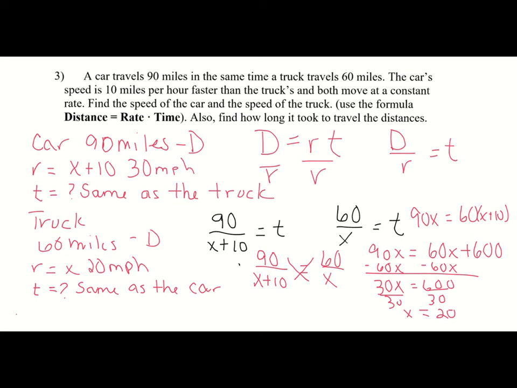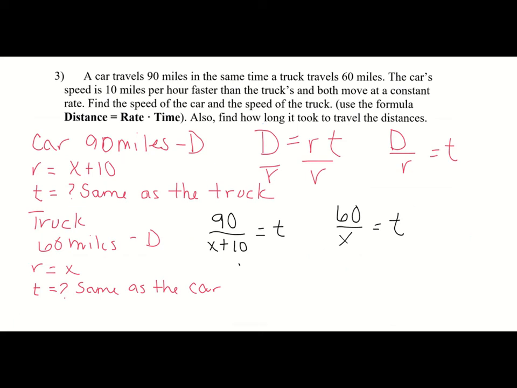Now they also wanted to know the time. So if I know that the distance divided by the rate equals the time, 60 divided by 20 will give me 3 hours that the truck was traveling, and 90 divided by 30 will also give me 3 hours. So both were traveling for 3 hours, and their rates were 20 miles an hour for the truck and 30 miles an hour for the car.